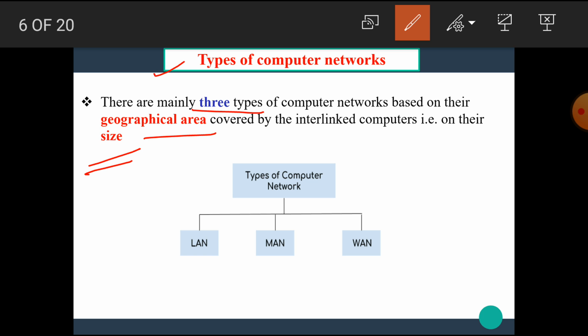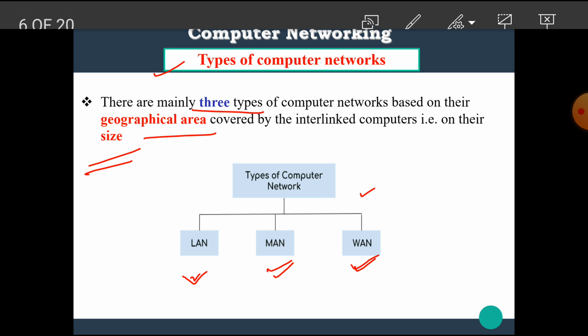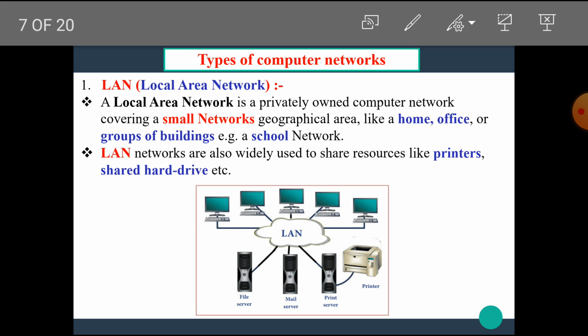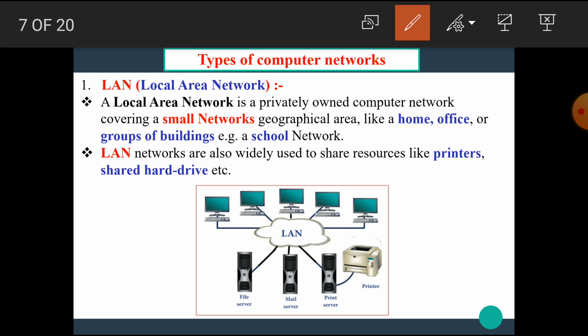There are mainly three types of network such as LAN, MAN and WAN. LAN stands for Local Area Network, MAN stands for Metropolitan Area Network and WAN stands for Wide Area Network. Now let's see one by one. The first one is LAN, that means Local Area Network.